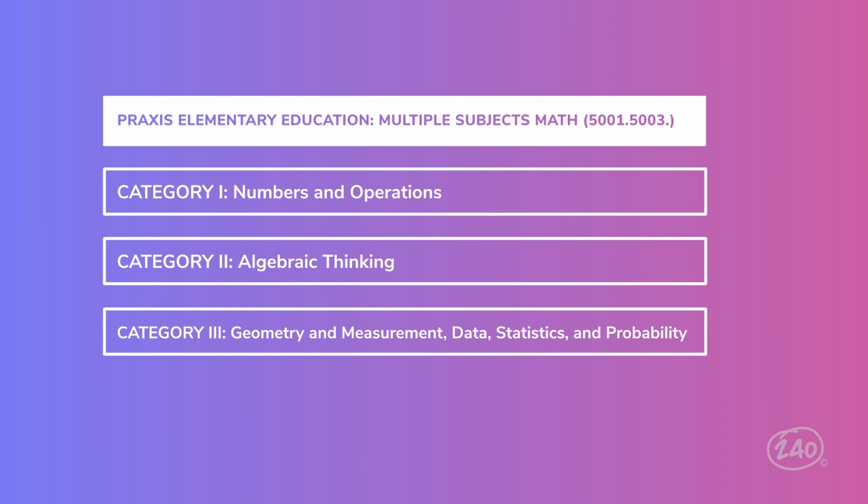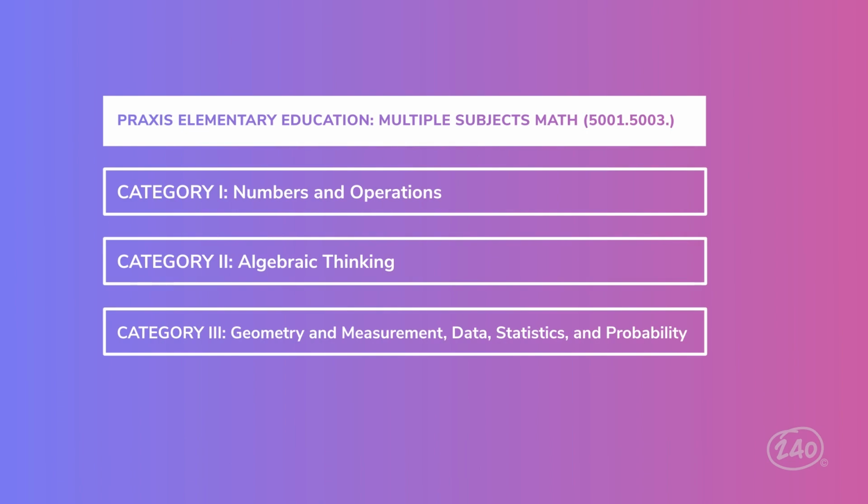The categories are numbers and operations, algebraic thinking, and the super wordy, couldn't they think of a way to shorten it, geometry and measurement, data, statistics, and probability. Really? I have a tough time believing that's the best title they could come up with. Each category has an outline of what to expect in that category. But as you'll see here in a minute, they're still pretty overwhelming.